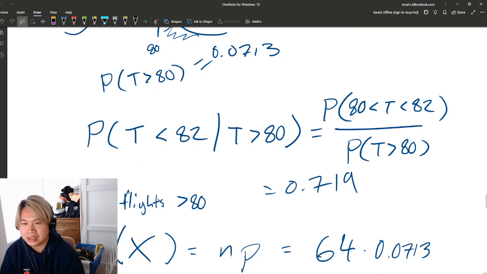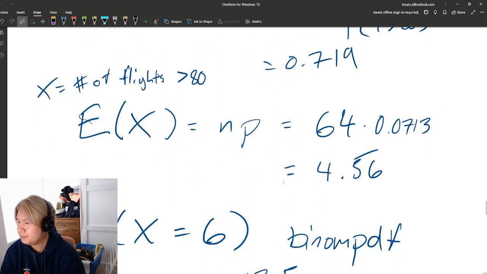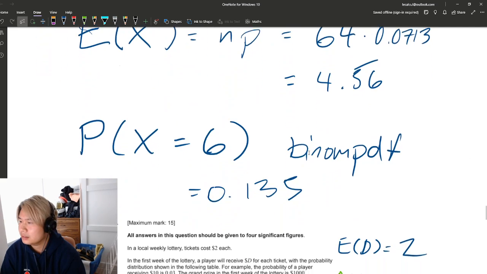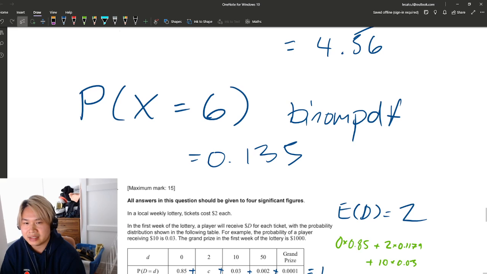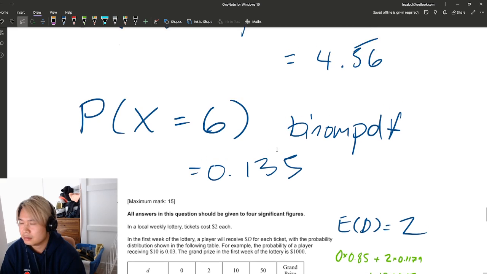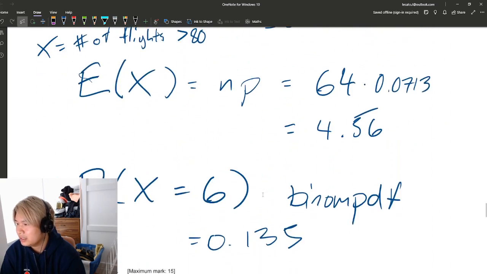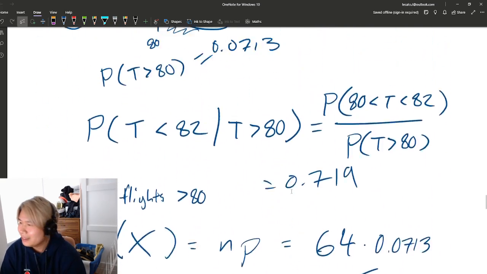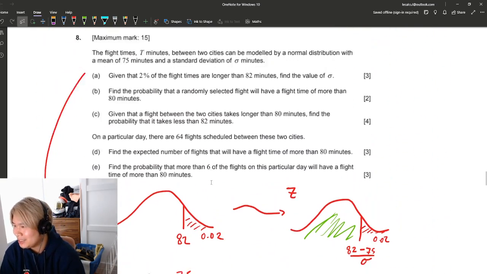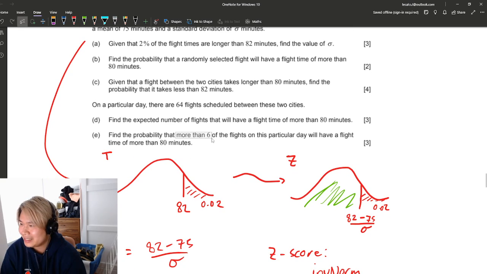Conditional probability, this one's right. Expected value, yep. When x is 6. Oh shit, okay. Remember how I said that this wasn't cumulative because it doesn't say more than? It does say more than.